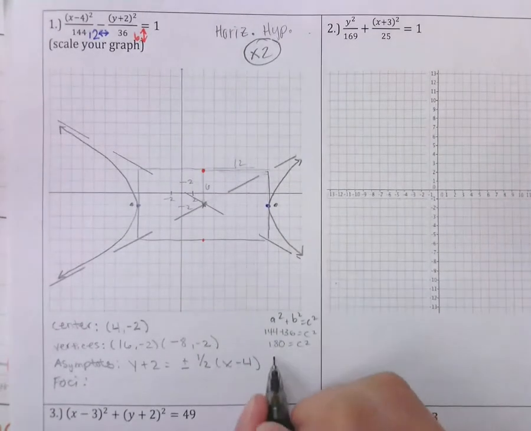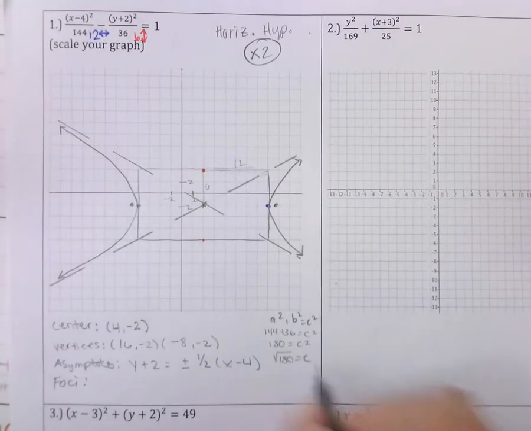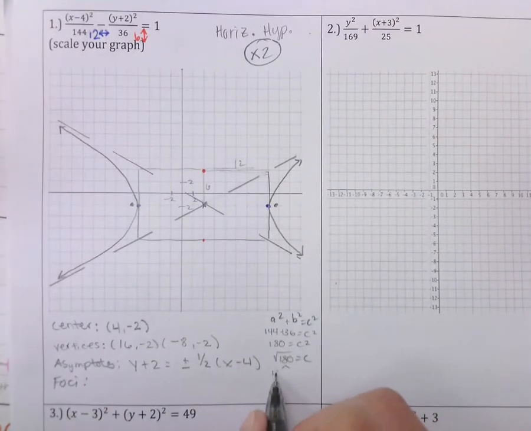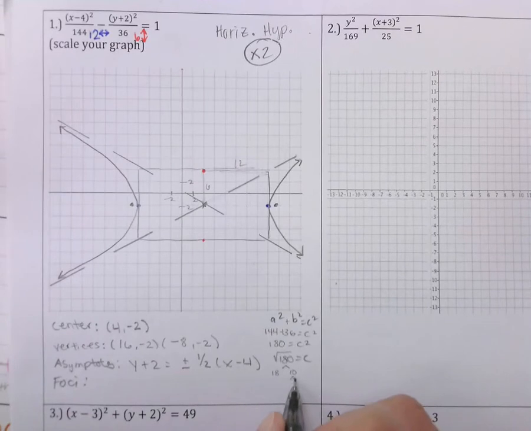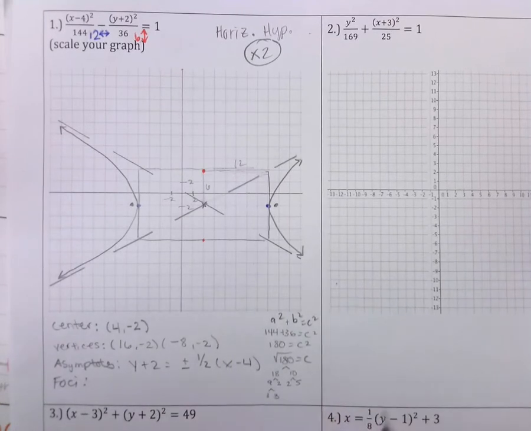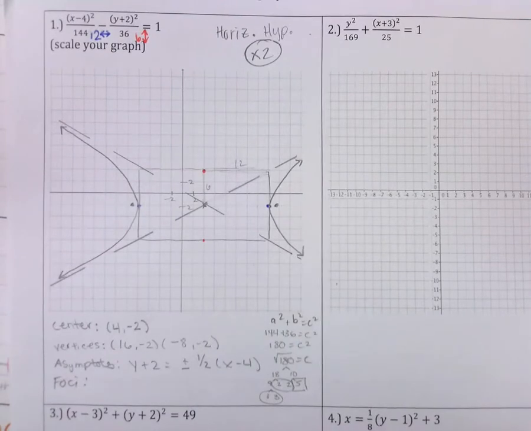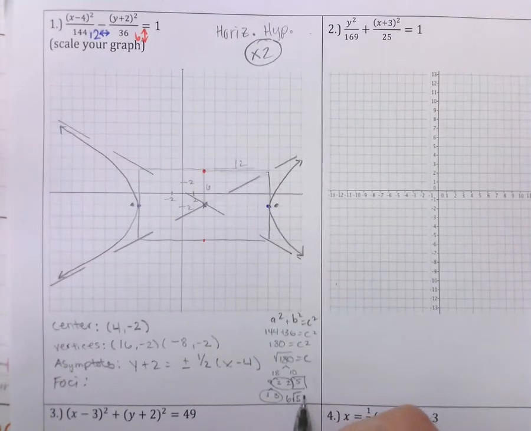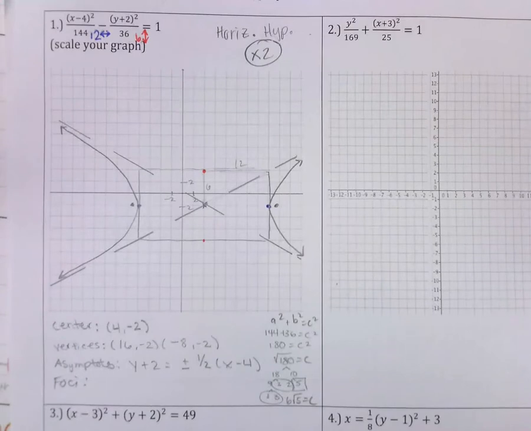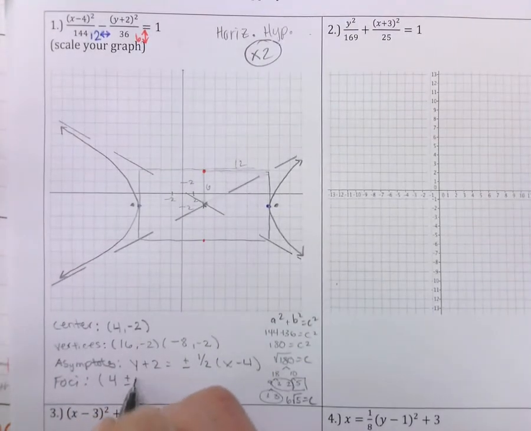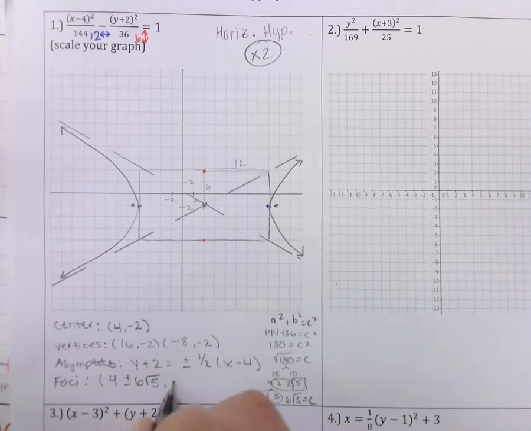We're going to simplify the square root of 180 to get the exact value. Things that go into 180: 18 and 10, 9 and 2, 3 and 3. So this is 6 square root of 5. So my foci are at 4 plus or minus 6 root 5, comma, negative 2.